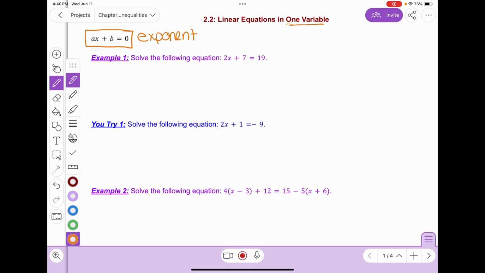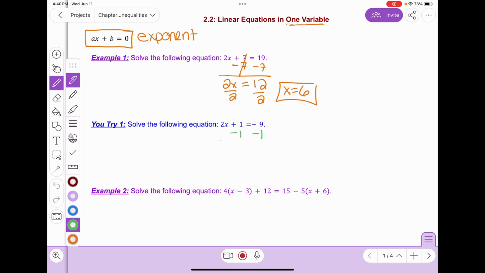So to solve this, we're just trying to get x alone. So we would subtract 7 from both sides. Here it would cancel. 19 minus 7 is 12. And then we would divide by 2, leaving us with x equals 6. So pause the video and do the you try.